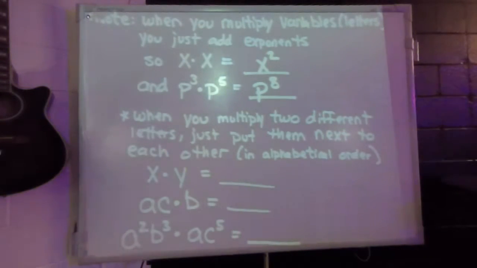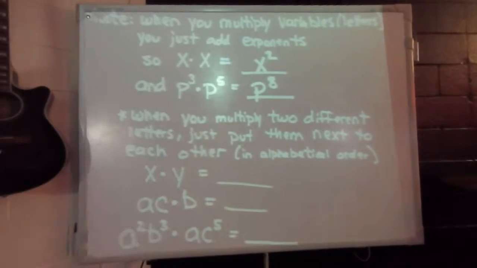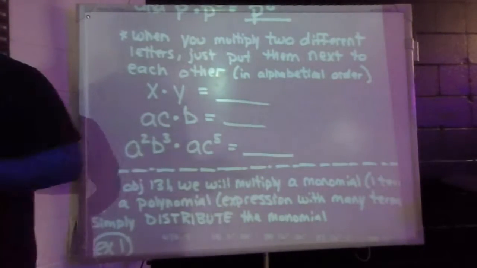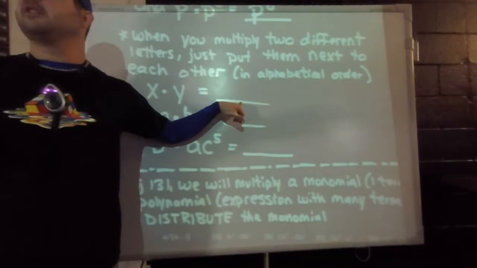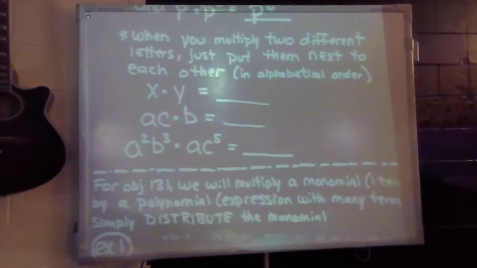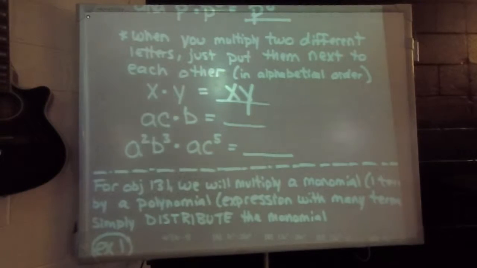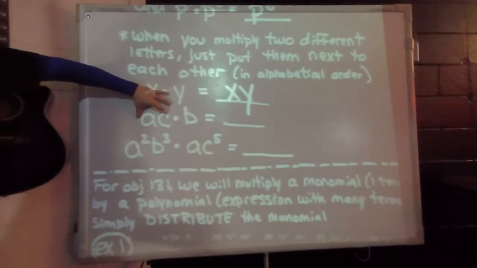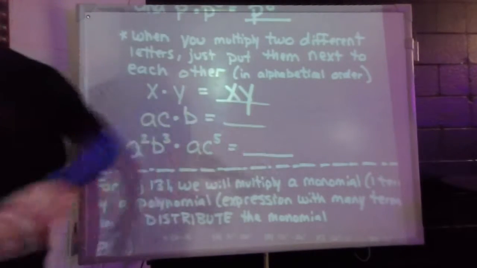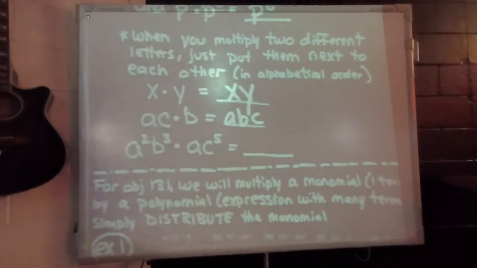All right, that's when you're doing the same letter. X and X makes X squared, or P3 and P5 makes P8. Remember what happens when you multiply different letters. You don't put them together. X times Y goes together, and how do you write it? You put them next to each other, and in what order? Alphabetical. Now here, this is AC. I'm going to multiply AC times B, and then when I write it, I have to put it in alphabetical order. ABC. There are 3 different letters getting multiplied, so let's just put them next to each other.